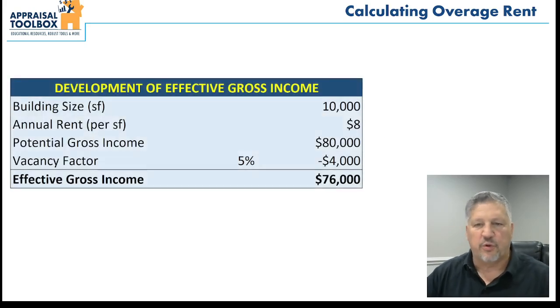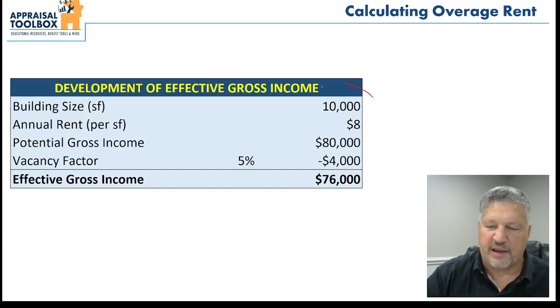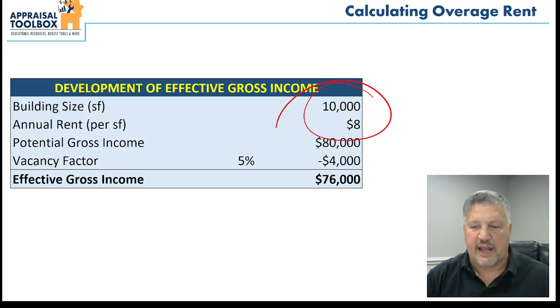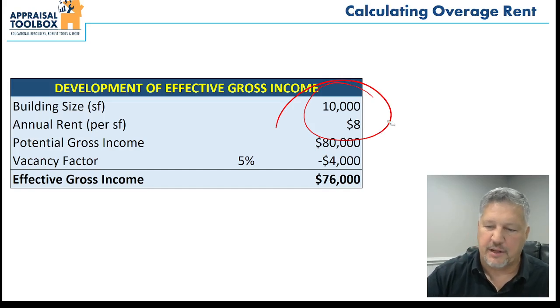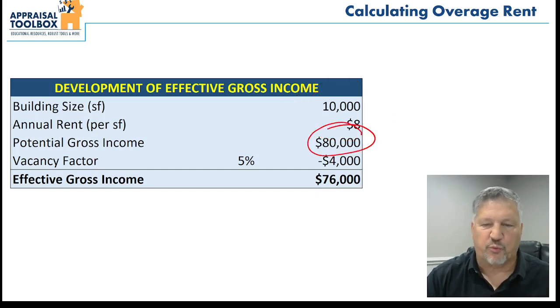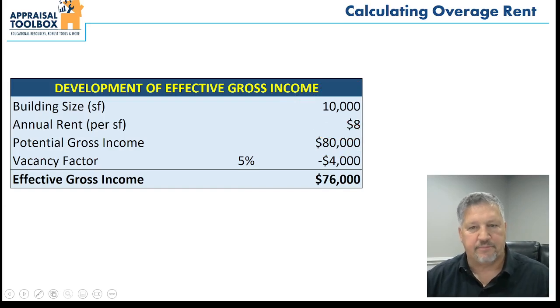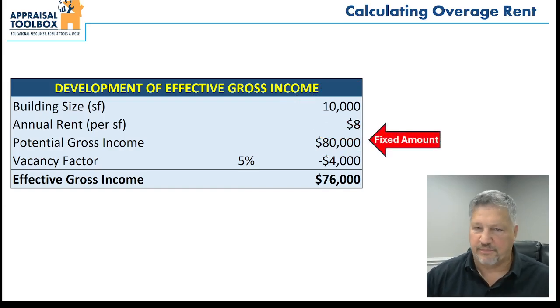Now, in a situation where there is no overage rent provision, the development of the effective gross income might look like something that's on the screen now. And you'll notice that that's based on what? The size of the property and a rental rate. That rental rate multiplied by the size of the property will determine the amount of rent that the tenant will be paying. Now, there's no uncertainty. That's a fixed amount.